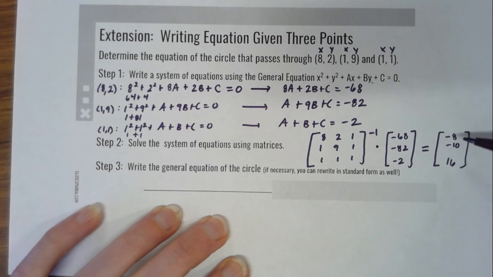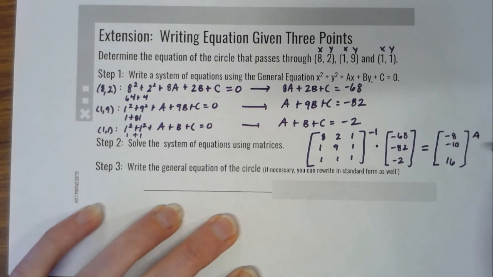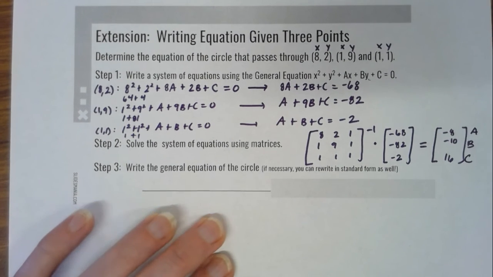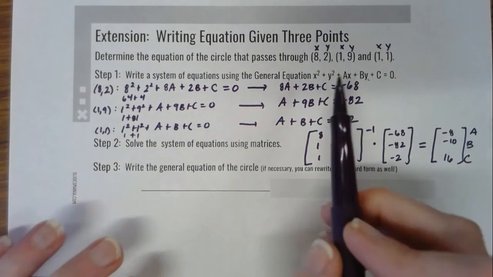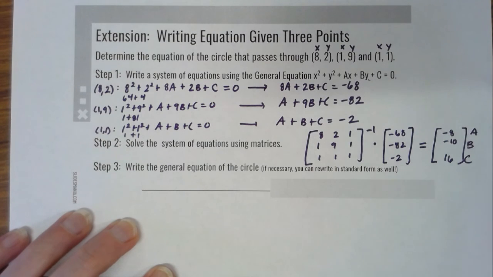So we now know that my variables went A, B, C. So this top value is my value for big A. This middle number is my value for big B. And this last one is my number for big C. So now I have all the clues I need to write my general equation. I'm going to go back into that format and replace now A, B, and C with the values we just found by solving that system.